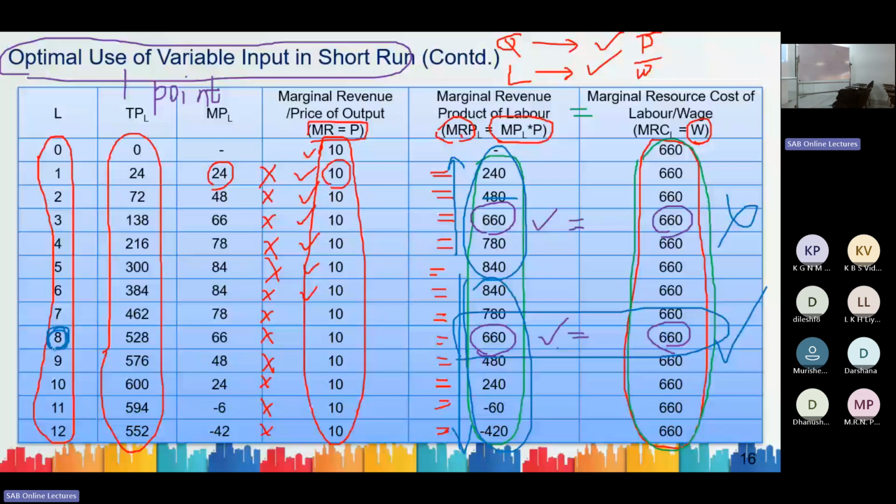So the firm should use 8 units of labor at optimum level. That is where the profit is maximized.